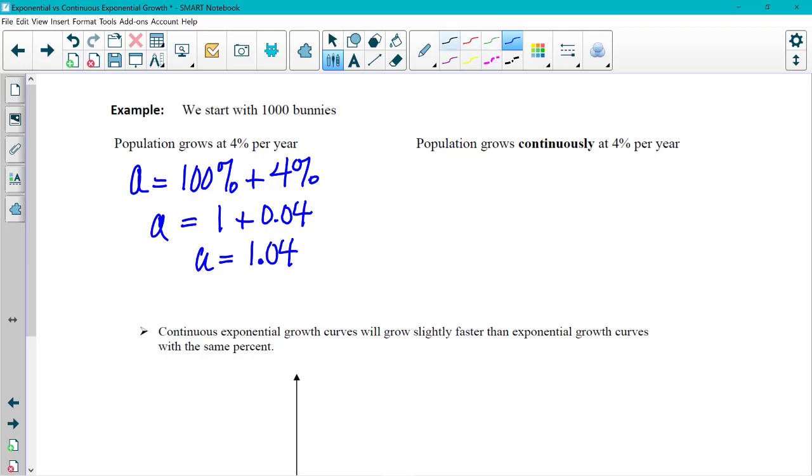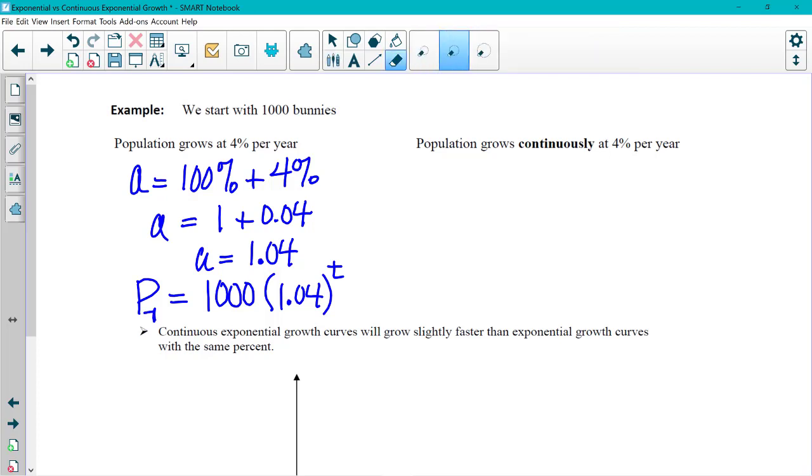Okay, so if I write that, then I have P equals my initial population, which is 1,000, times 1.04 to the t power. All right, that's my first population, so I'm just going to call it P sub 1. Okay, so my second population, or the same population, what happens if it grows continuously? That's when we know we need to use our base of E.